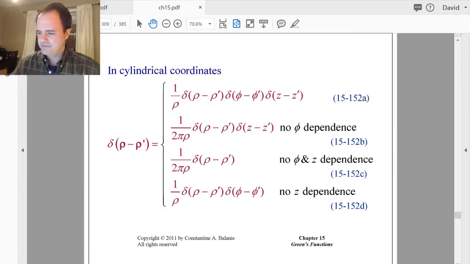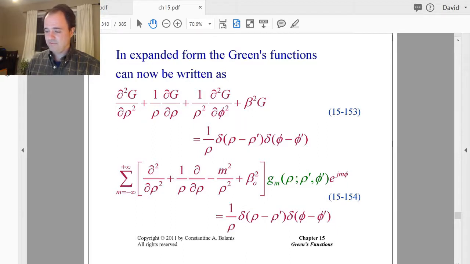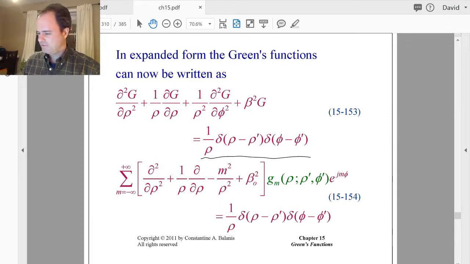We also note that in cylindrical coordinates, my del is equal to one of these. In general, it's equal to this, but if there's no z dependence, it's equal to this right here. If there's no phi dependence, it's this. If there's no phi and no z, there's this. So we don't have any z dependence here, so it's either going to be one of these two. But if we allow for phi dependence, which we do, we'll use that bottom one. So the delta function on this side here is 1 over rho, delta rho minus rho prime, delta phi minus phi prime.